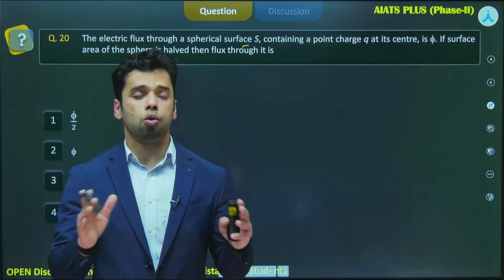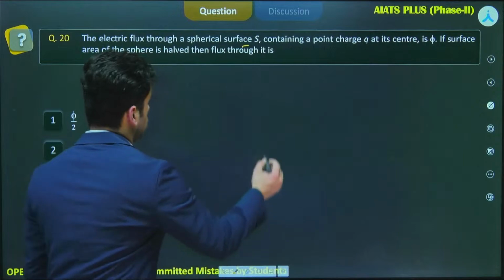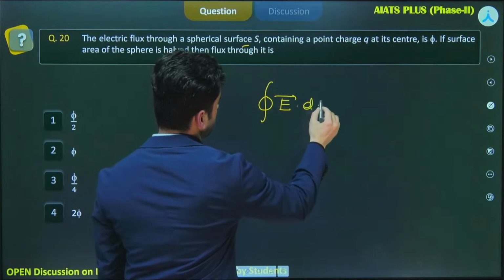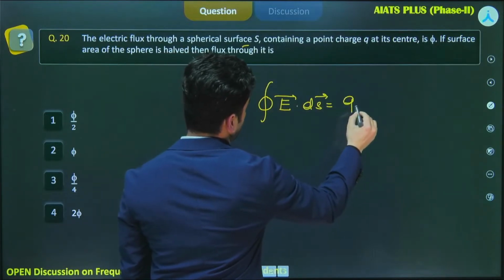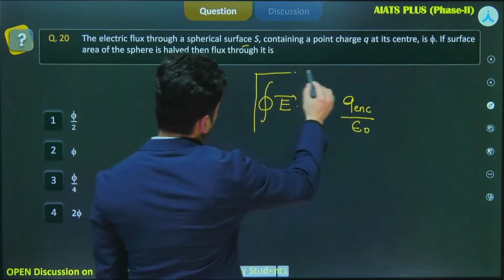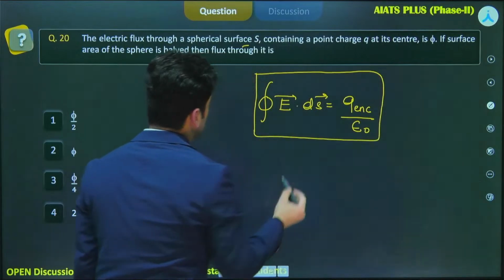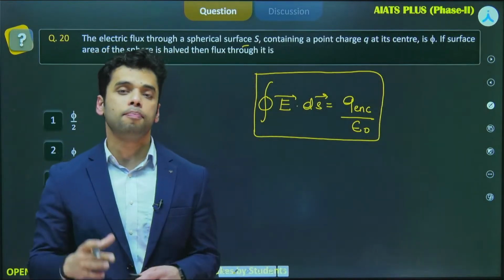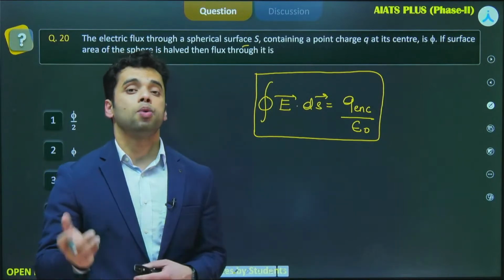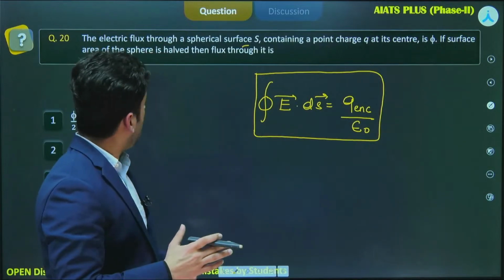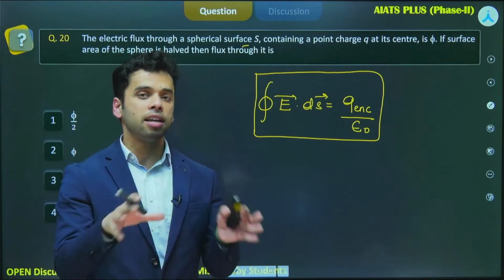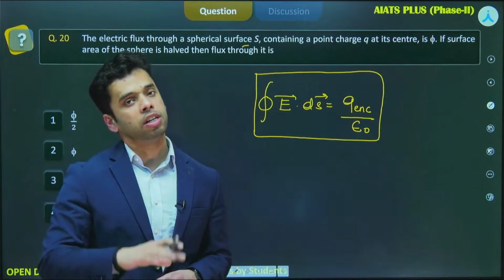Dear students, from Gauss's law, what do we know? We know that the closed integral of E dot ds is equal to Q enclosed divided by epsilon naught. So the flux of the electric field depends upon the total charge enclosed by the surface. Now, in this problem, I am reducing the surface area. But even in that case, the charge enclosed by that surface will still be Q.